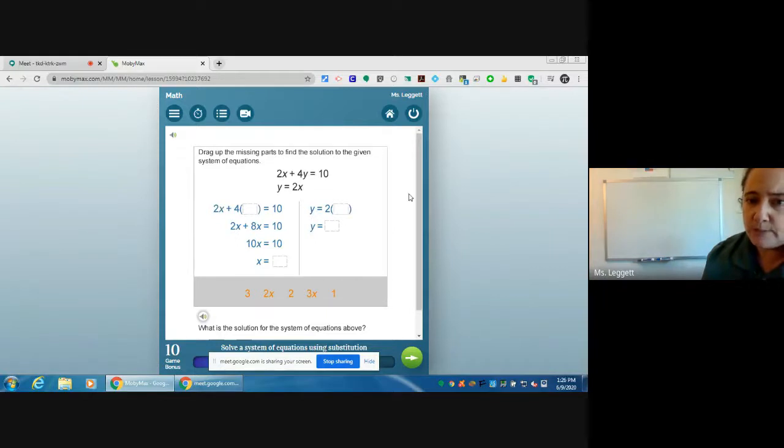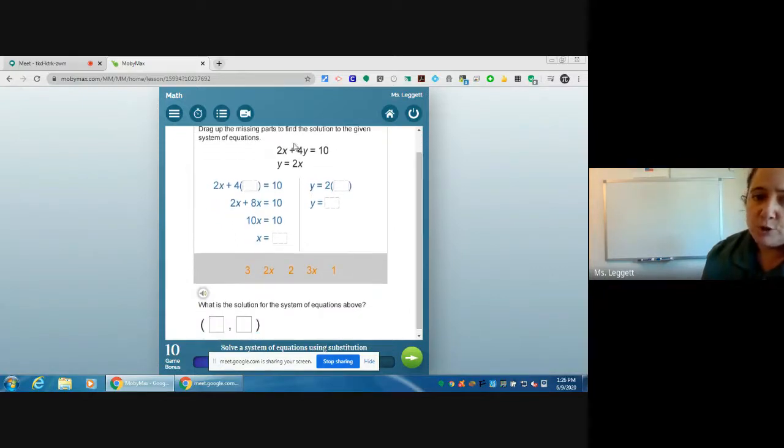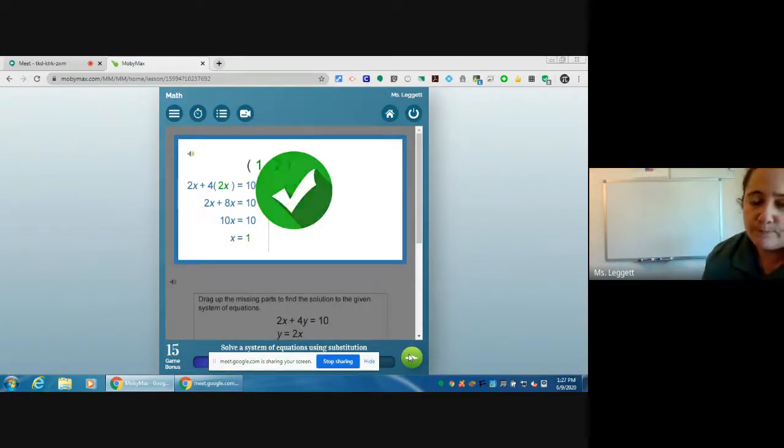It says to drag up the missing parts again, so it's the same thing that we just did. So since there's a y here, and y is supposed to be the same thing as 2x, I'm going to put the 2x here instead now. No more y, just 2x. Come down here. What is 10 divided by 10? It is a +1. Now that I know that x is 1, instead of putting the x here, I'm going to put the 1 there. What is a 2 times 1? It is 2. What is the solution to your system? X must be 1. Y must be 2. That's the point where they intersect. Therefore, it's the solution to the system.